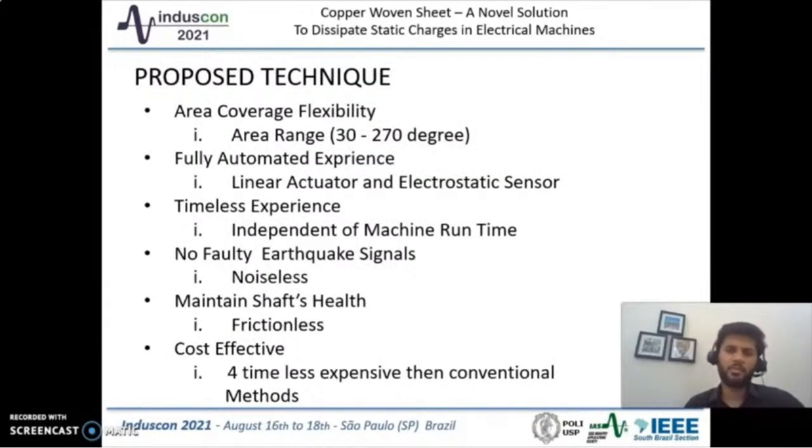The proposed technique is very good in this sense because it has a very good area range coverage of 3 to 270 degrees. It is fully automated. You can run this as long as you want, according to the schedule plan. No bristles, so no noise, so it maintains charge, restriction-less, cost saving, effective, inexpensive, and 4 times less than the old methods.